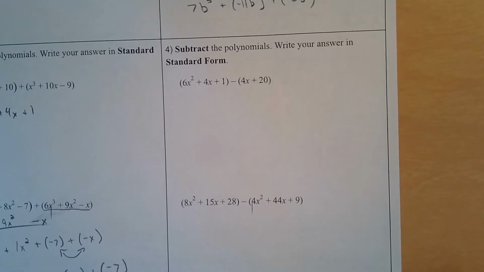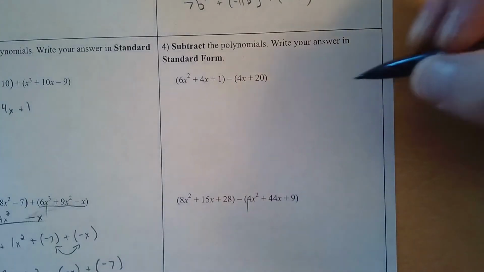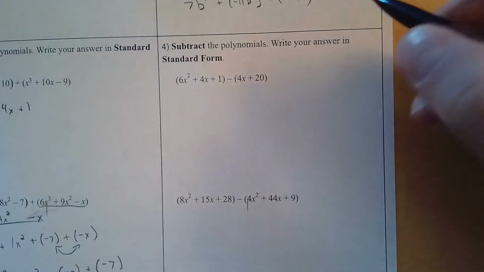All right, number 4, we're subtracting. So subtracting is really similar to adding. We're still just trying to put our like terms together. So you have two options here. You can stack them vertically and subtract, kind of like we did in the last problem. Or I'm going to show you the other method here, and looks like I'll do this one for you guys, the bottom one.